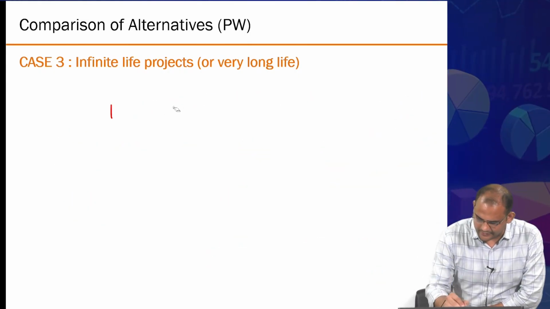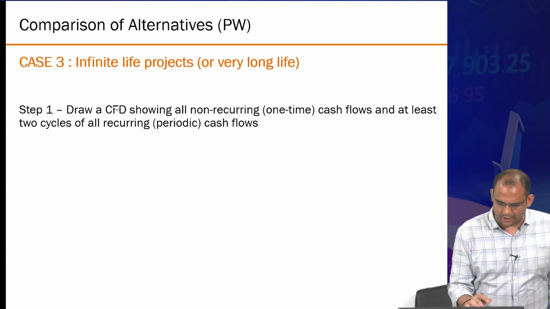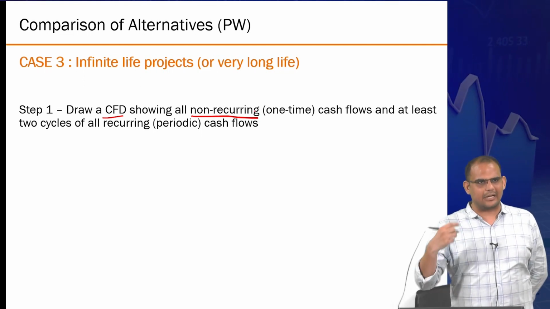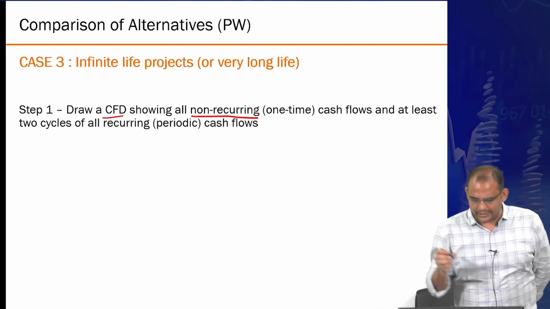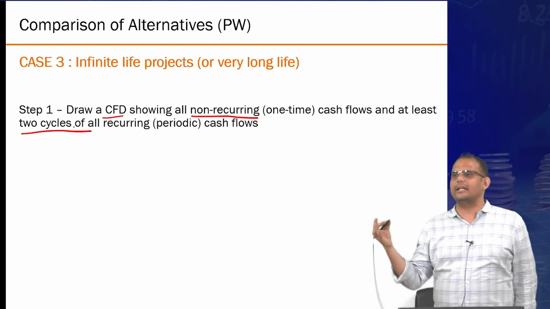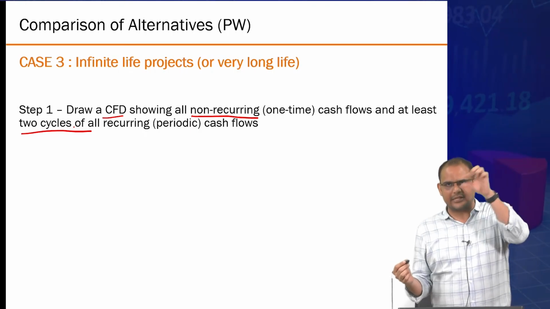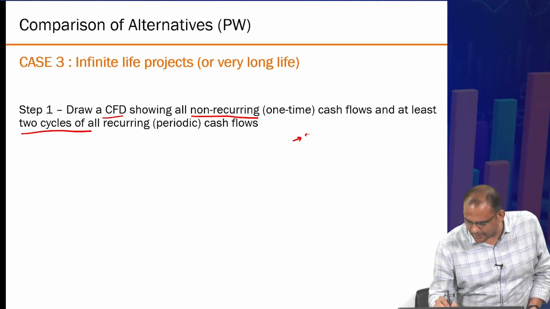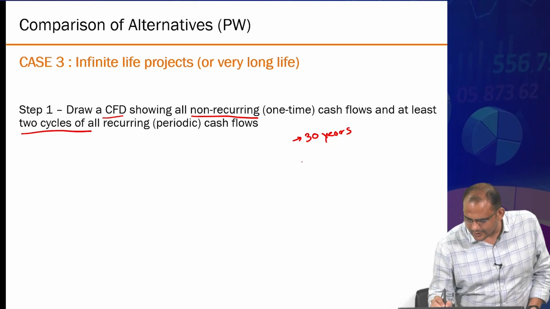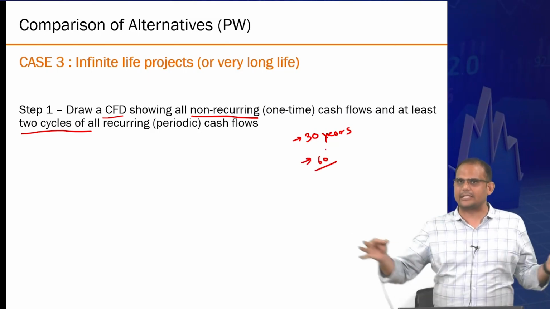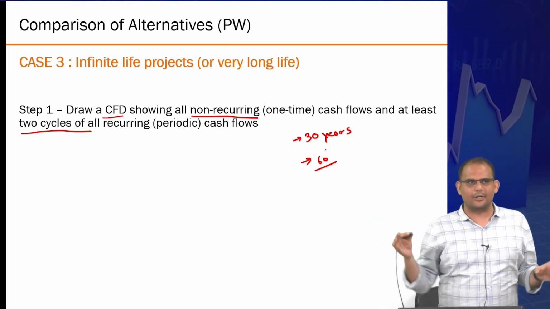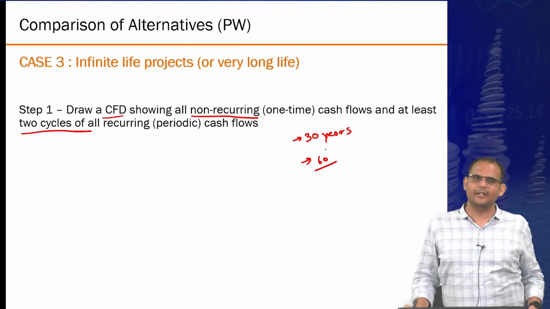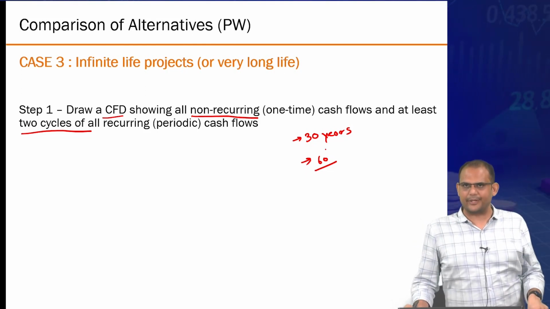Let me just give you an example for the sake of completion. They say draw a CFD, which is a cash flow diagram, showing all non-recurring cash flows, which occur just once with no periodicity, and at least 2 cycles of all the recurring cash flows. So let's say there is some cash flow pattern, at least 2 cycles of that you should put. Typically if a project has a 30 year life cycle, 2 cycles would still lead you to a 60 year cash flow series, which they thought is reasonable for us to handle, and perhaps later you just make your life much more complicated without too much effect on the error part of it, right?